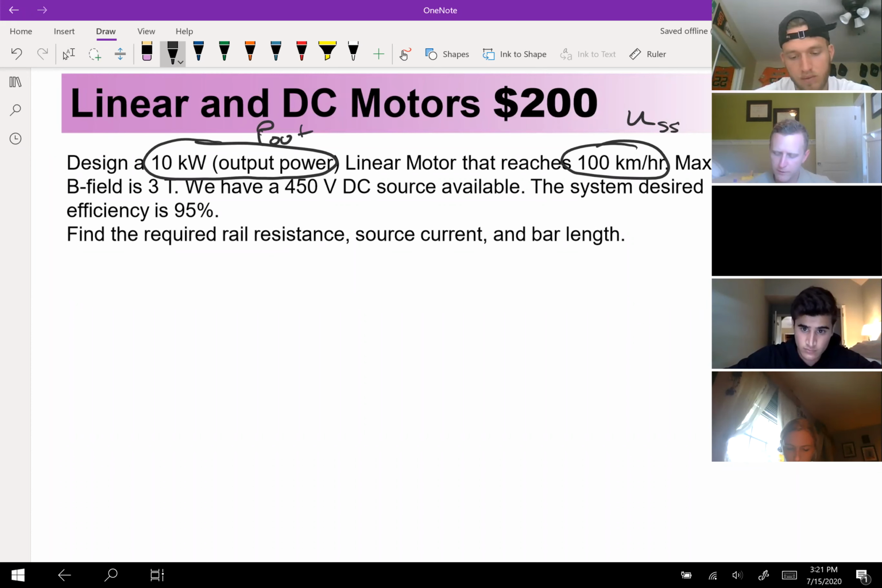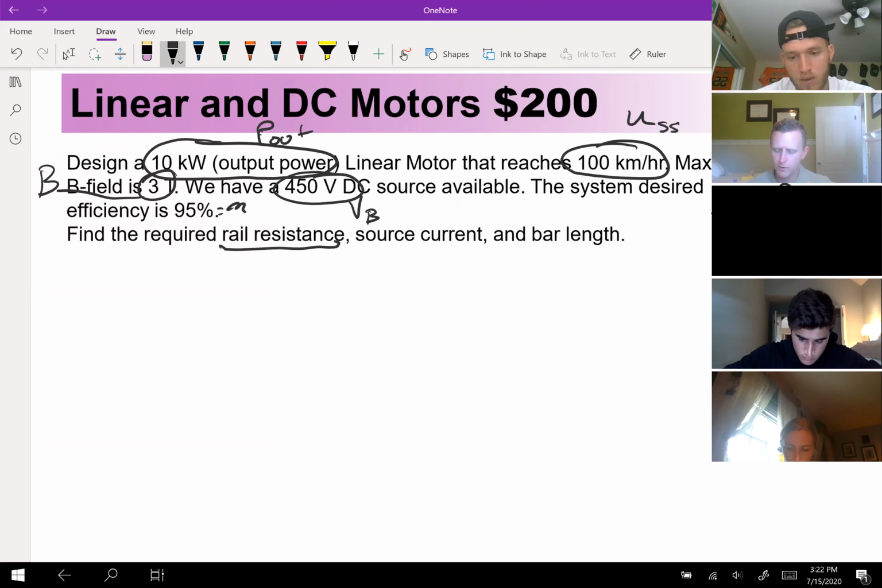The maximum B field is 3T, that's B. We have a 450 voltage source. They actually call it VB because it's the voltage in the B field, I think, and on the equation sheet it's VB. And this one is eta, and remember eta is efficiency, P out over P in.